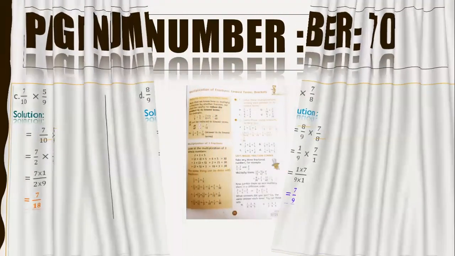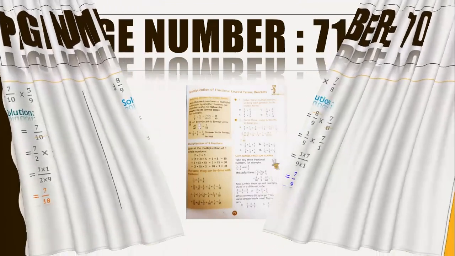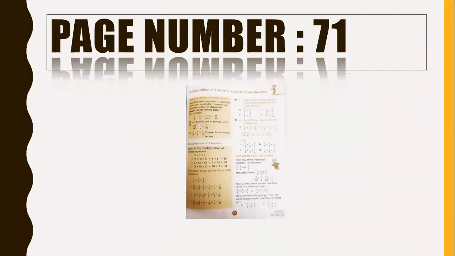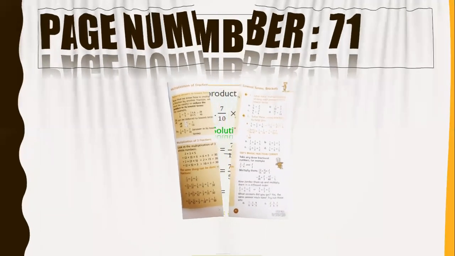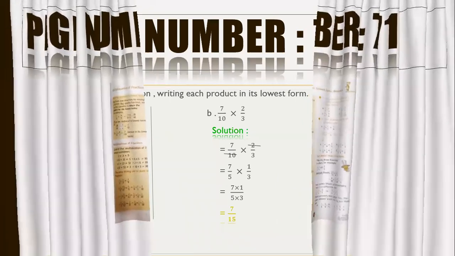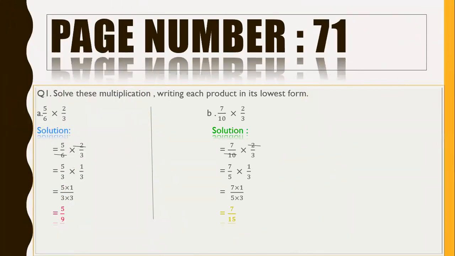Here, student, we have now page 71. There are two questions, 1 and 2, and these two questions are included in our scheme. Question number 1 is: solve these multiplications, writing each product in its lowest term. It means that first we multiply the numbers and then at the end we convert them into the simplest form. Simplest form fractions mean we cannot cancel or divide them further.